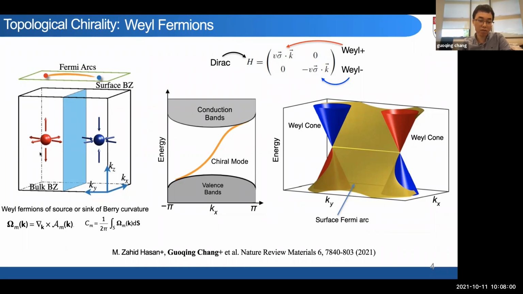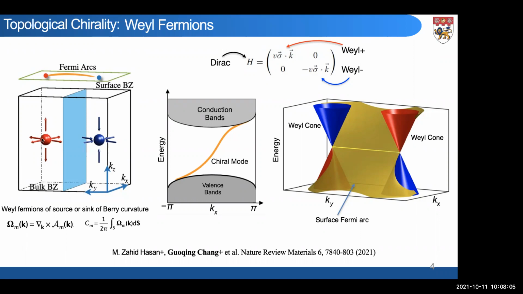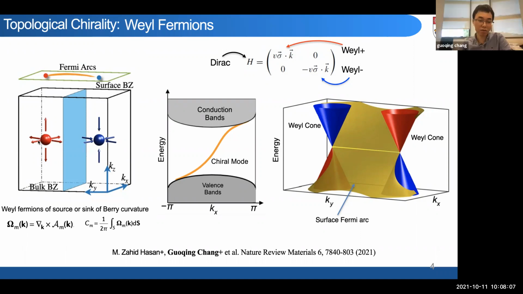So if we try to plot the Berry curvature around this Weyl node, you can see they behave like a source or sink of the Berry curvature. Therefore, if you use any 2D manifold to enclose one of the Weyl nodes and calculate the net Berry flux, using Gauss's law you will see this is a quantized value. It's an integer. So we define this as the Chern number of these Weyl nodes.